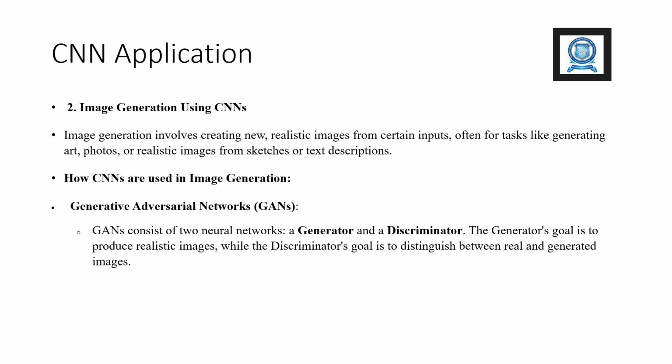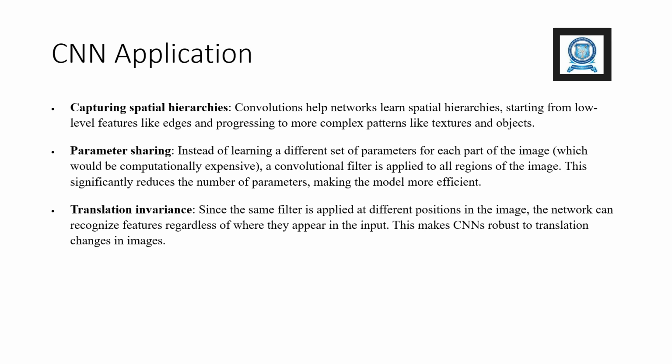Generative adversarial networks. GANs consist of two neural networks, a generator and a discriminator. The generator's goal is to produce realistic images, while the discriminator's goal is to distinguish between real and generated images. Capturing spatial hierarchies. Convolutions help networks learn spatial hierarchies, starting from low level features like edges and progressing to more complex patterns like textures and objects.